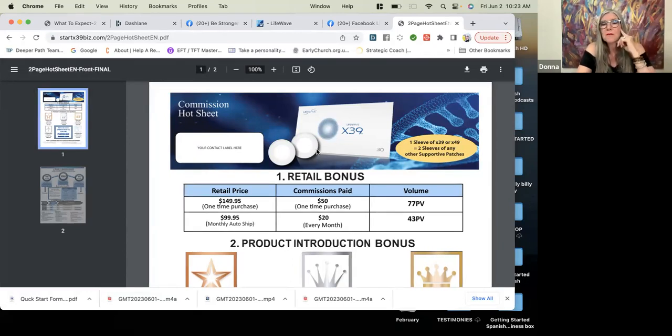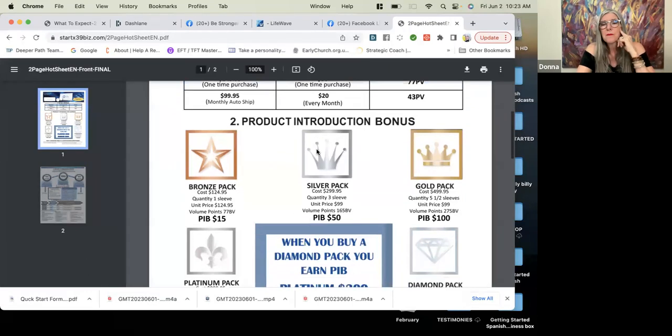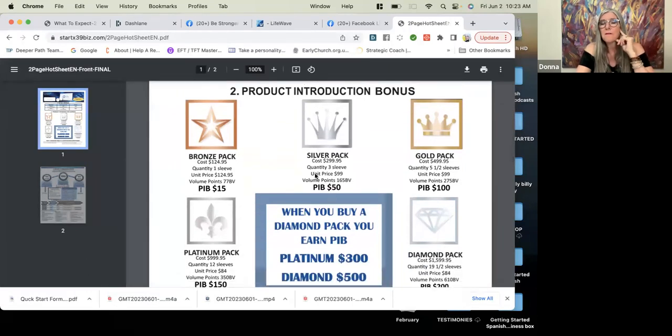So here we are. When you enroll a silver, you get $50 bonus right that moment, and you get 165 points. You see that, right? If you enroll a gold, you get 275 points, and you get $100.